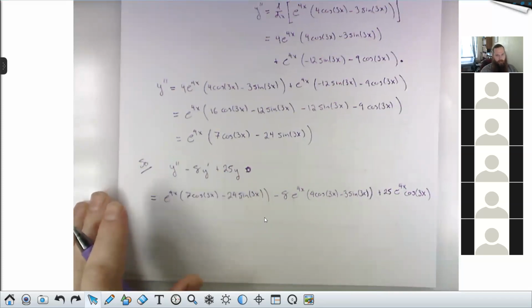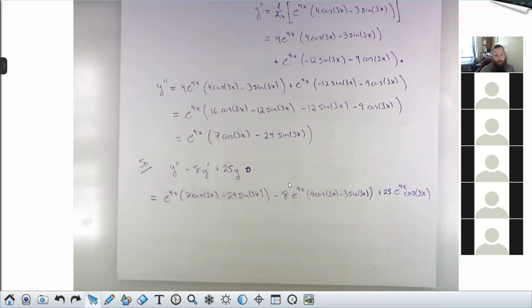Here's y double prime minus 8y plus 25y. Sorry, minus 8y prime. All right, so again, here's y double prime, and then minus 8 times y prime, plus 25 times y. And we're hoping that this all simplifies to 0.